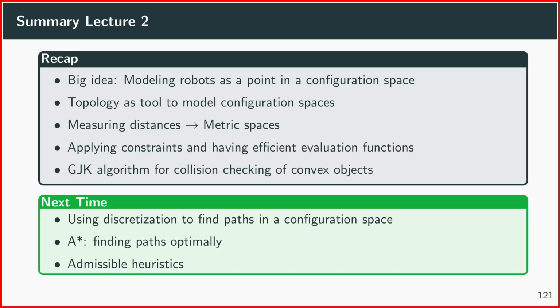Okay, and next time we will talk a little bit about using discretization of the configuration space to find paths. This will bring us to discrete graph search and to A star, and to finding paths optimally with A star. And we will also go a little bit into the topic of admissible heuristics.